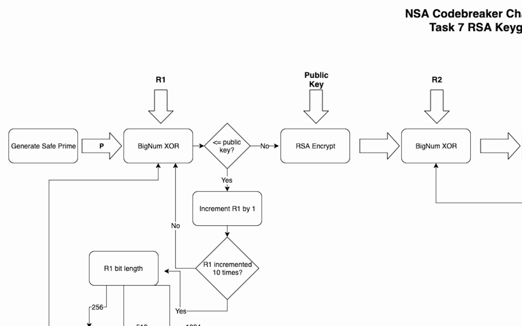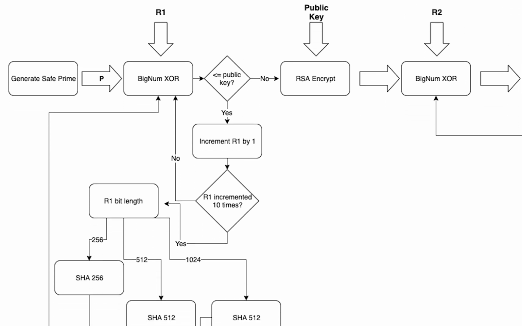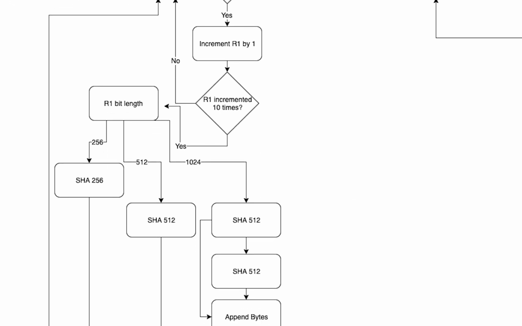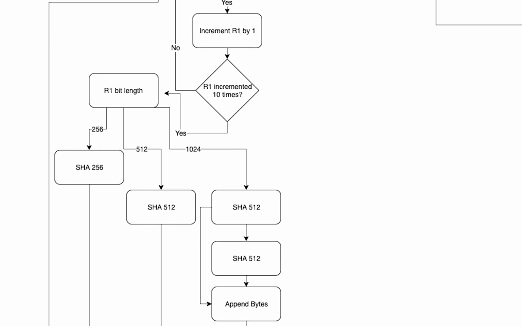But first we can look at some more details of the entire process that I built with this flowchart here. So we can see the original safe prime that's being generated in the beginning, and then it's XORed with the R1 key, and at that point it determines if it's less than or equal to the value of the public key modulus. If it is, then it increments the R1 key by 1 up to 10 times.